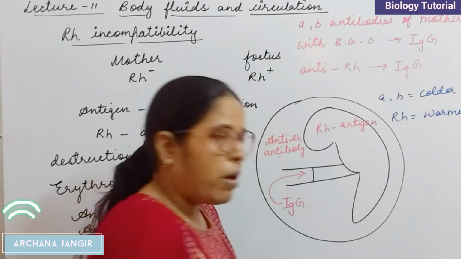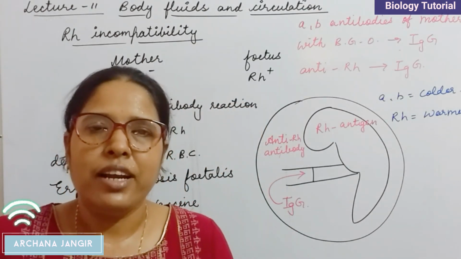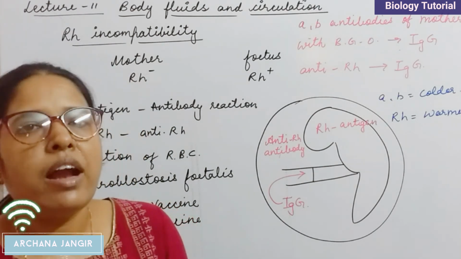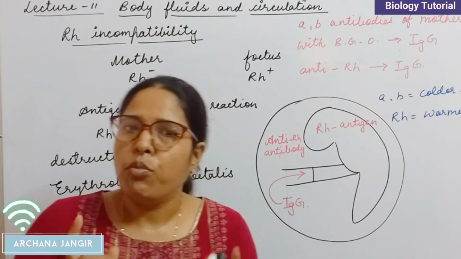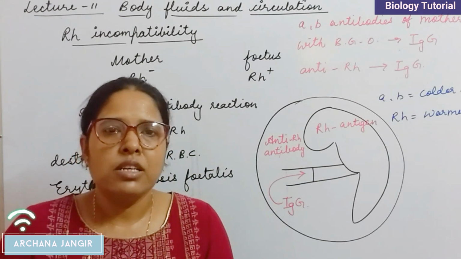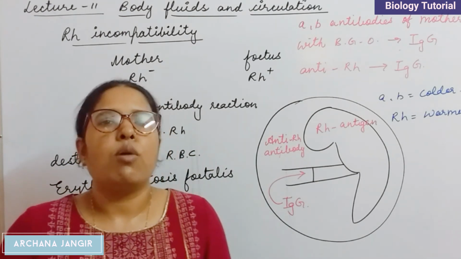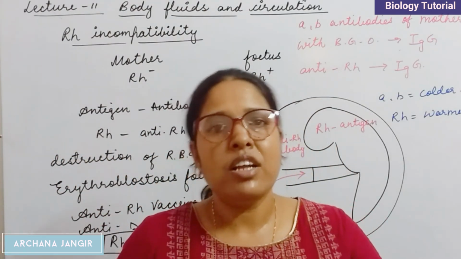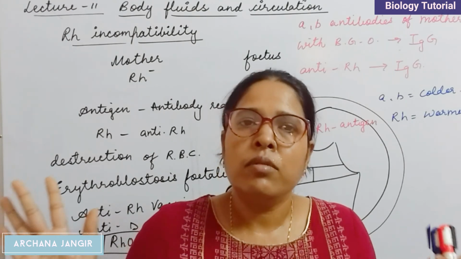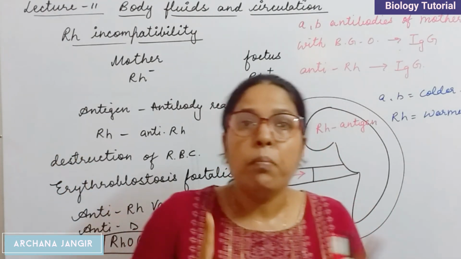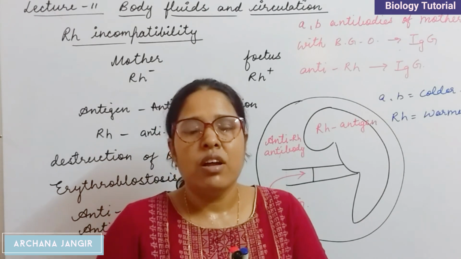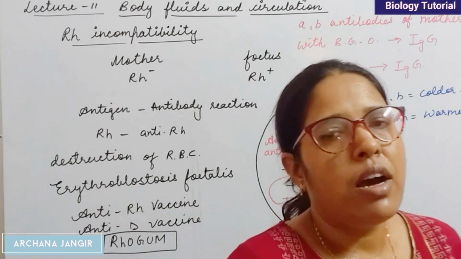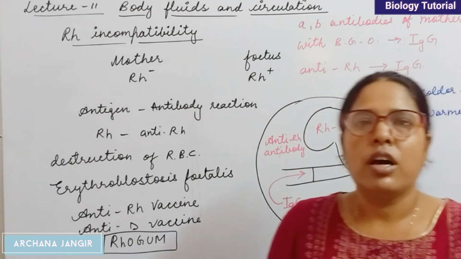Clear? So this is about the case of Rh incompatibility, and this case arises only when the mother is negative and the fetus is positive. If both are positive, then there are no complexities. If both are negative, then there are no complexities. If the mother is positive and the fetus is negative, then no complexities are there. But when the mother is negative and the fetus is positive, then this type of complexity may arise. Clear? So this is all about the Rh incompatibility.